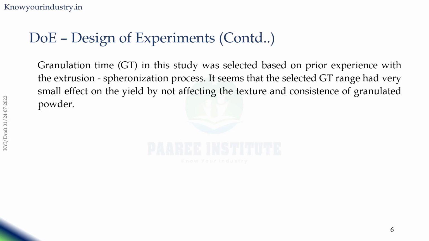In continuation of the example, the granulation time of the pellets was selected based on prior experience with the extrusion spheronization process. It seems that the selected granulation time range had a very small effect on the yield, not affecting the texture and consistency of the granulated powder. So this particular parameter need not be a critical parameter, but the spheronization time and the length may be critical parameters in the design of experiments.